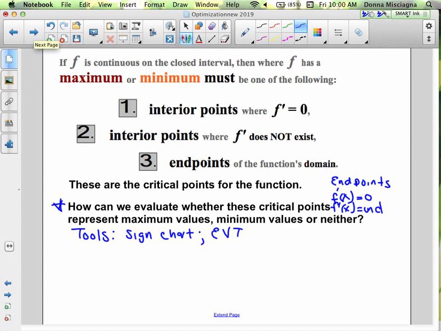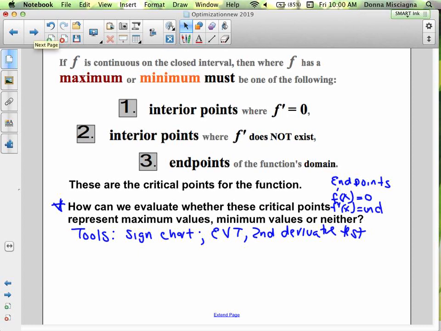What else can tell us max and minimums? Another tool. This was the last tool we learned to find a maximum minimum. What's that? Second derivative test. There you go. You got them all. Very good. All right, so those are going to be our tools. All right, sign charts, extreme value theorem, second derivative test.